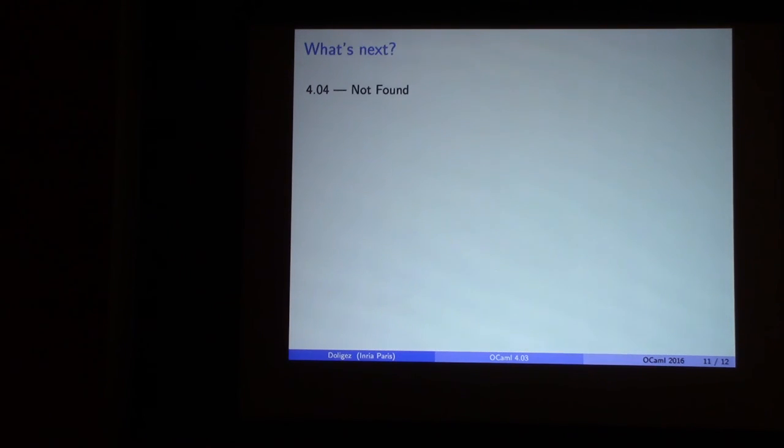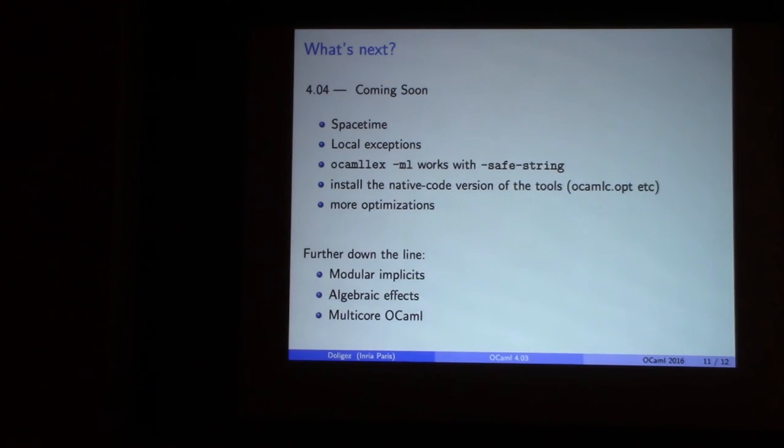Oh yes, okay, maybe I should talk about 4.4. It's not released yet, but it's just around the corner. So early October, I think. It features one large new feature, which is the space-time profiler. It's a memory profiler that will tell you everything you need to know about your programs, or about their memory behavior anyway. And smaller things like local exceptions.